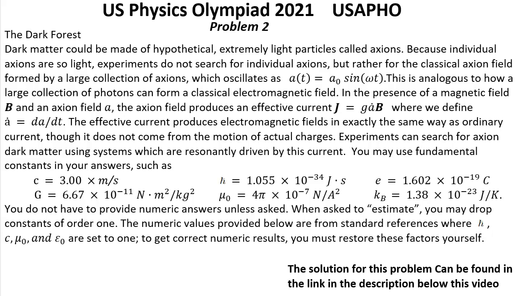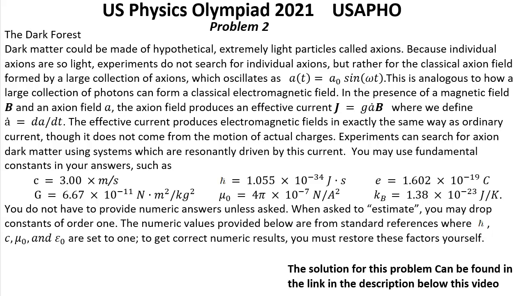In the presence of a magnetic field B and an axion field A, the axion field produces an effective current J = G Ȧ B, where we define Ȧ as the first derivative of A with respect to time t. The effective current produces electromagnetic fields in exactly the same way as ordinary current, though it does not come from the motion of actual charges.